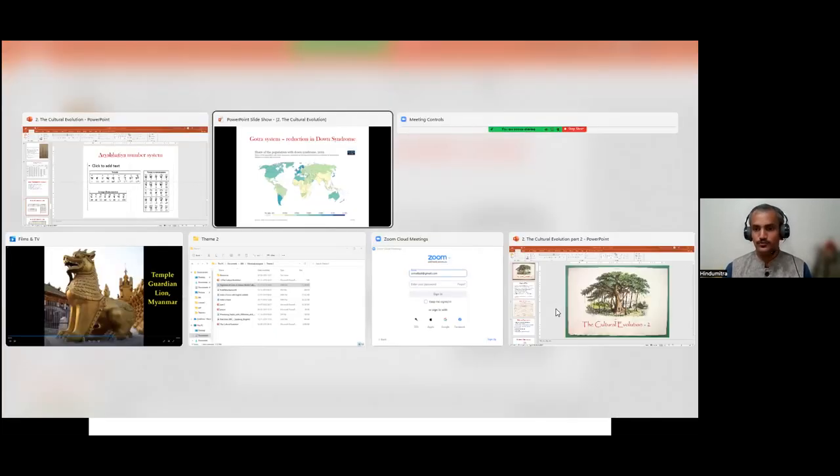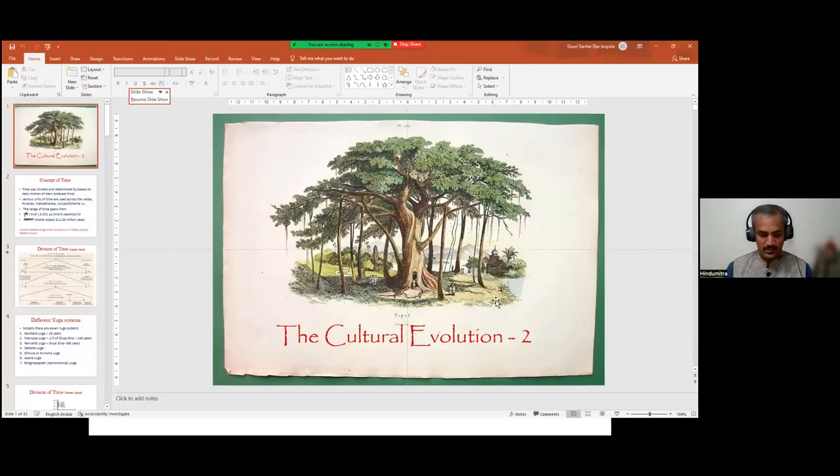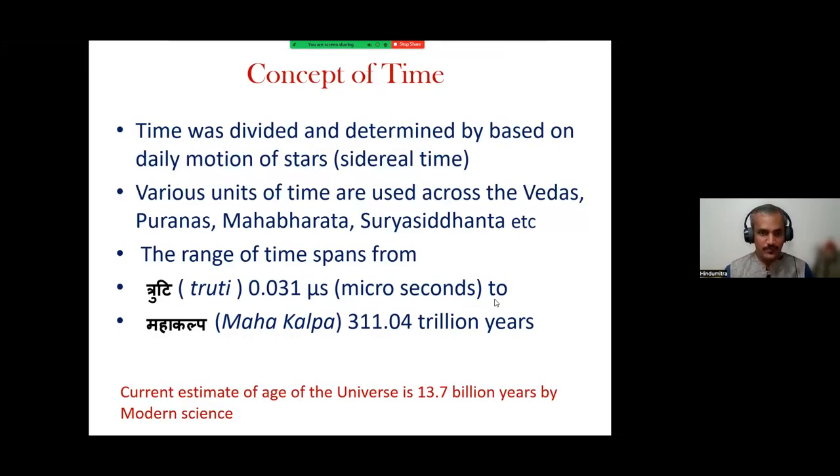And then I will go to a few other aspects. For example, the concept of time. In the Indian context, the smallest unit of time expressed in our science is truti, which is 0.031 microseconds. And to Mahakalpa, which is a huge number, 311 trillion years. This is mentioned in our Puranas. But the current science has estimated the age of the universe to be just 13.7 billion years. So where is 13.7 billion years and where 300 trillion years?